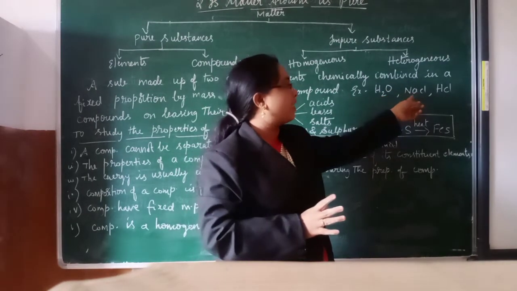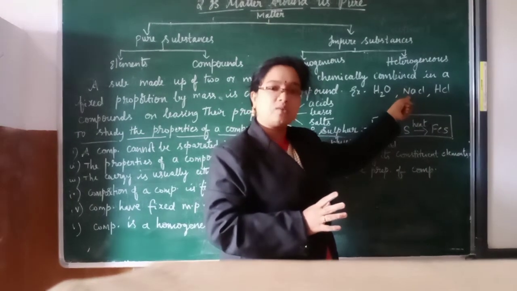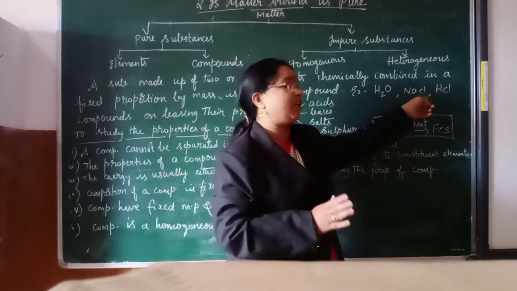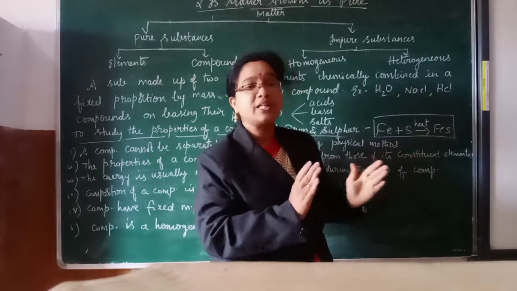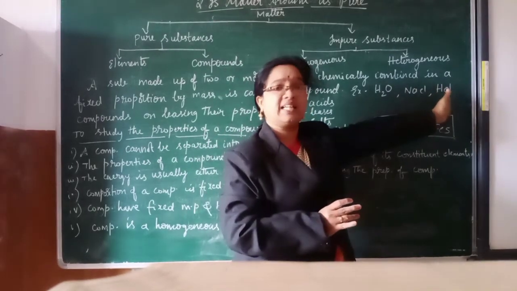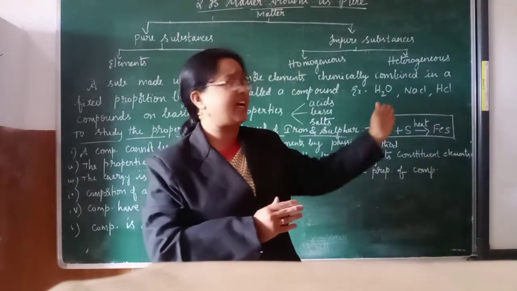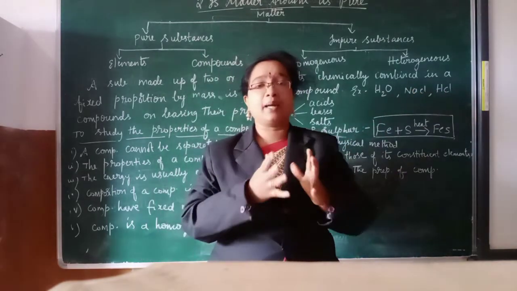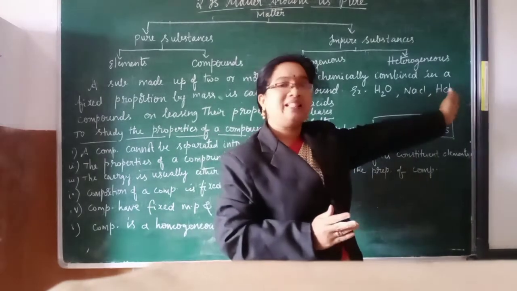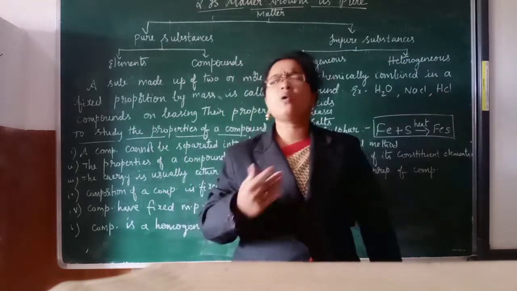Even sodium chloride is a 1:1 ratio: if you take 1 sodium, 1 chlorine should be there. If you take 50 sodiums, 50 chlorines should be there. Even in hydrochloric acid, HCl, we take two different elements, hydrogen and chlorine, chemically combined in a fixed 1:1 ratio. Then only we get hydrochloric acid. Like this, so many compounds are there.